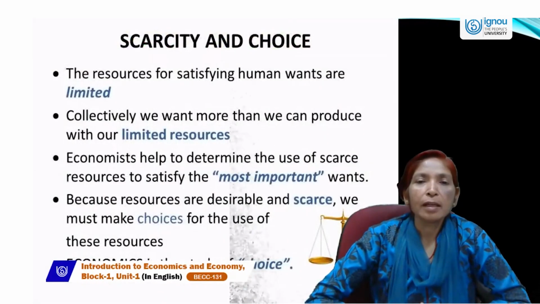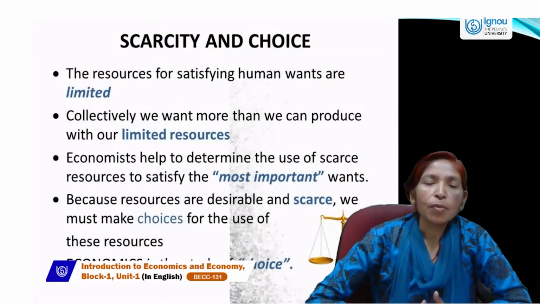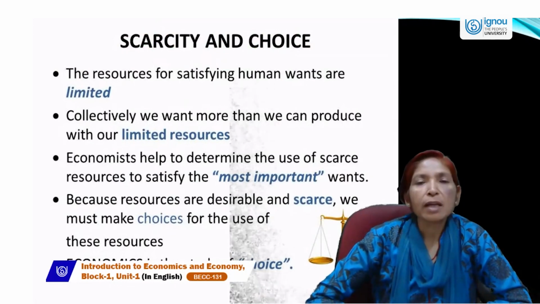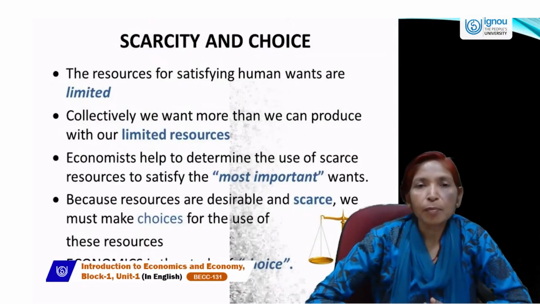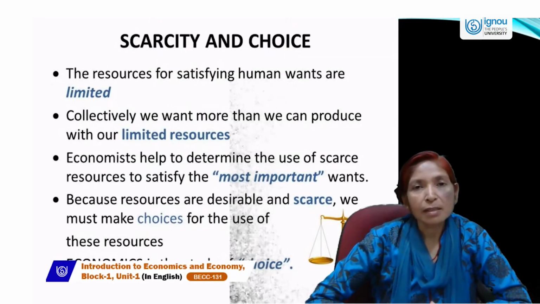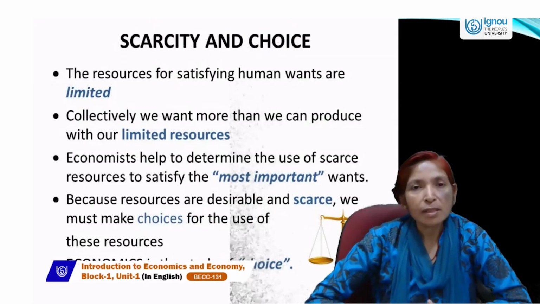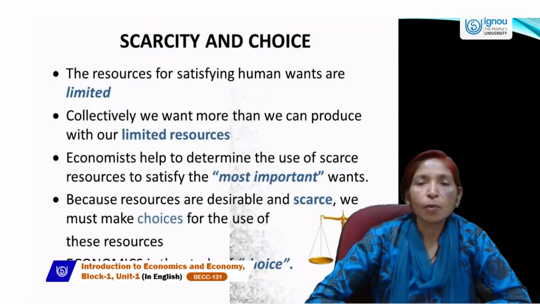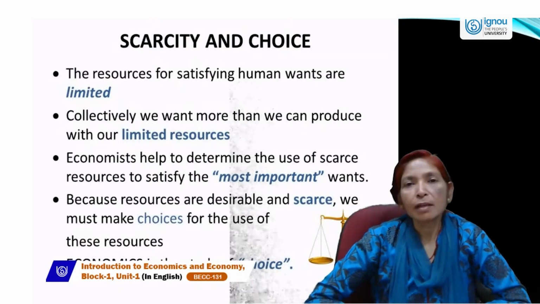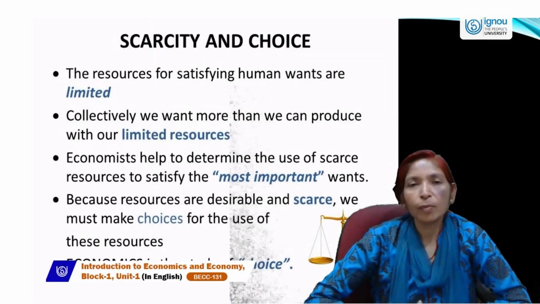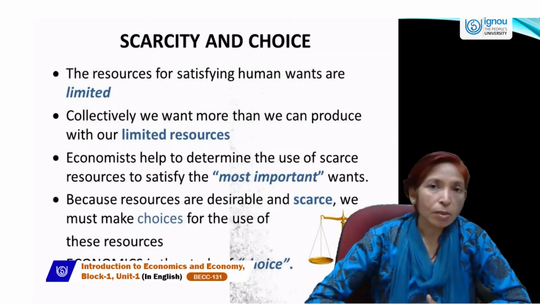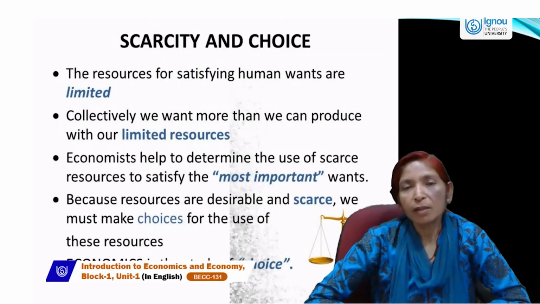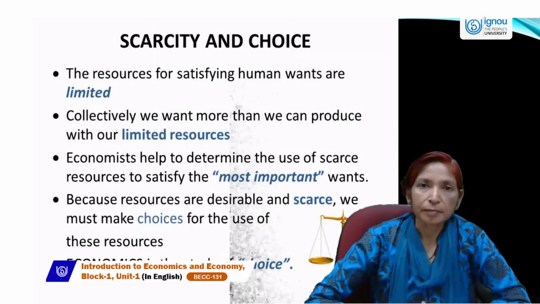Next is scarcity and choice. This is the most important thing in microeconomics. Scarcity is a problem. Scarcity tells us that resources are always available in limited quantity, but wants are unlimited. You know that human wants are endless. There is no end of human wants, but the resources which can fulfill human wants are limited.